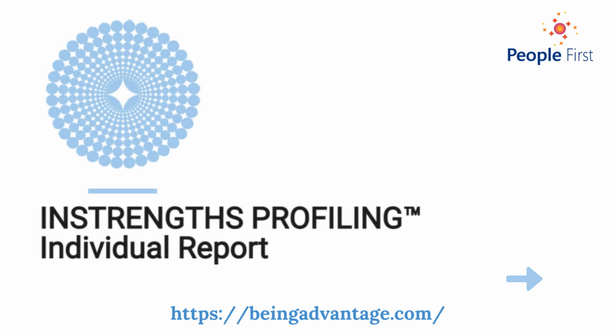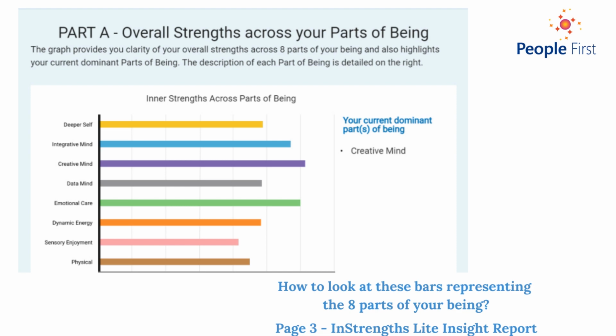When you get your Instrengths report, the Instrengths Lite report, if you go to page 3 of the PDF, you will come to a graph which has 8 horizontal bars. So how do you make sense of this? On the left of these bars, you will find the names of the 8 different parts of being that these scores represent. The scores are made on a scale of 0 to 7.